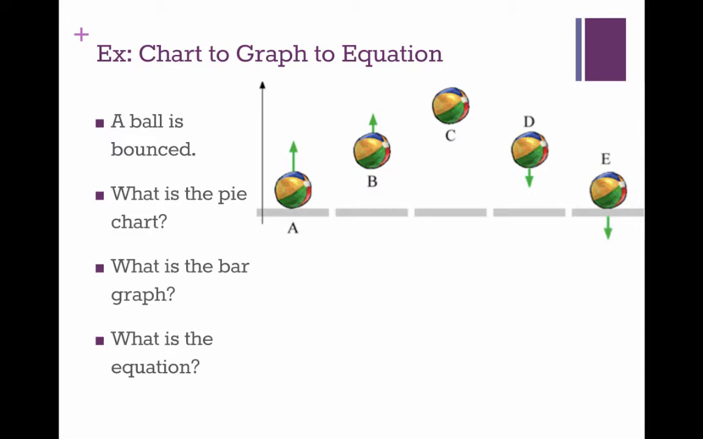So let's look at the pie charts. Position A would be all EK because, again, it doesn't have any height, and therefore it is not off the ground. It doesn't have any EG, but it is moving fast, so it does have all EK. B would be half and half, EG and EK. C would be all EG. D again would be half and half, and E would be all EK again.